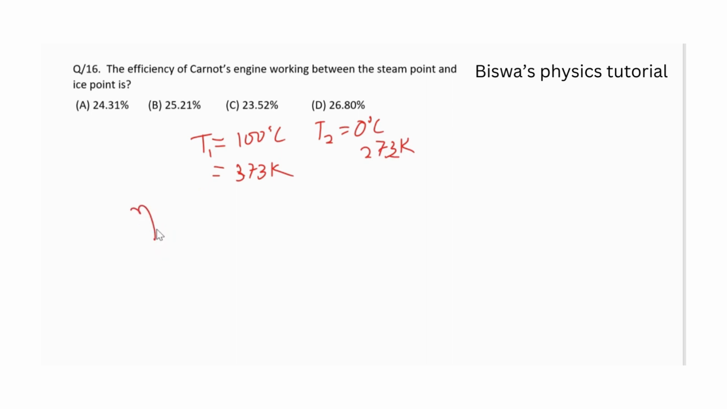So efficiency is 1 minus T lower by T higher, that is, T hot. So 1 minus 273 divided by 373. If we calculate this value, we'll get around 0.26, so nearly 26.80%. So this is the answer.